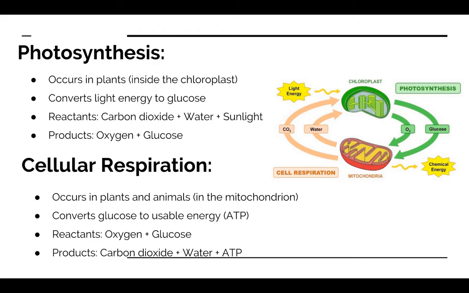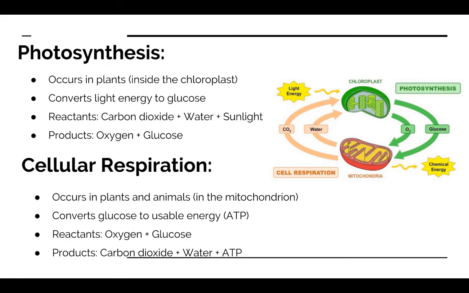Photosynthesis and cellular respiration are really connected here. So photosynthesis, remember, only occurs in plants. There's also some algae and other organisms, but it does not occur in any animals. It also is happening inside the chloroplast, which we talked about in Unit 2. The main purpose of photosynthesis is to convert light energy to glucose, right? It's the only process that allows us to take sunlight and actually make it into something that we can use for energy. So the reactants, remember, are carbon dioxide, water, and sunlight, and the products are oxygen and glucose.